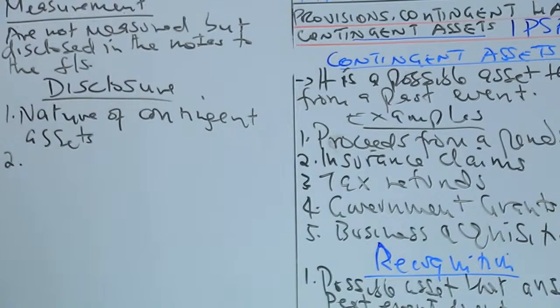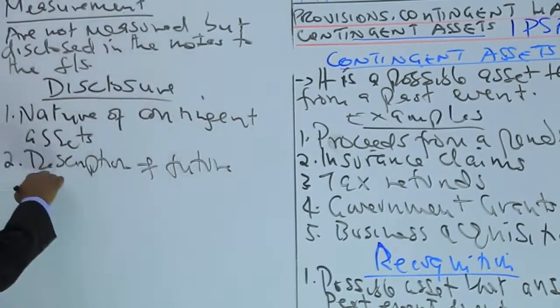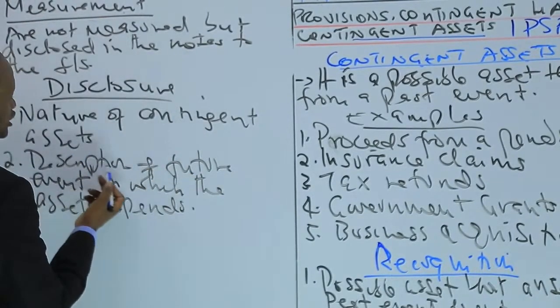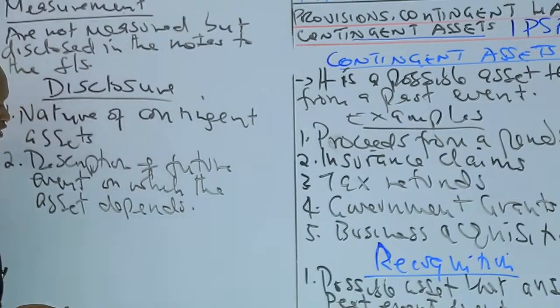There also has to be a description of the uncertain future event on which the asset depends. A description of a future event on which the asset depends. That also ought to be disclosed.